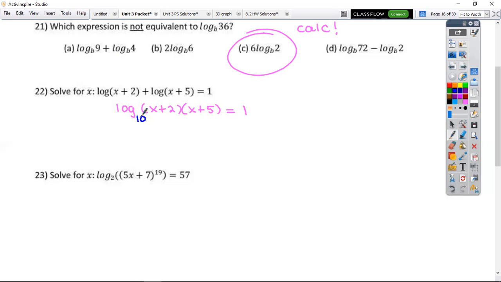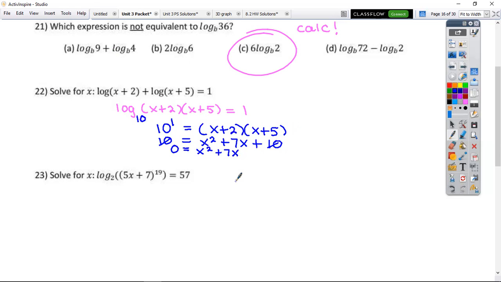Now I take this and convert it. So if I convert it, it becomes 10 raised up to the first is equal to x plus 2 multiplied by x plus 5. And now you're able to solve this normally. So I have a 10 equal to, I'd have x squared, I'd have 5x and 2x for 7x, and plus 10. Really nice thing about that is your 10s are going to cancel for you. And I'm left with 0 equal to x squared plus 7x.